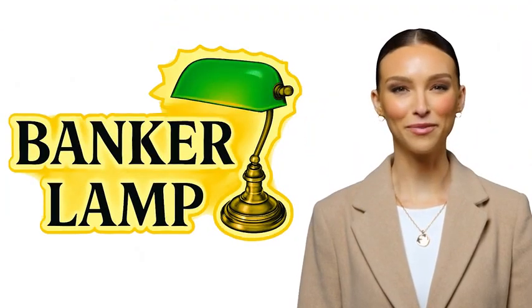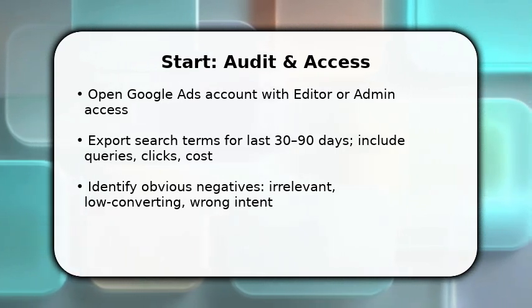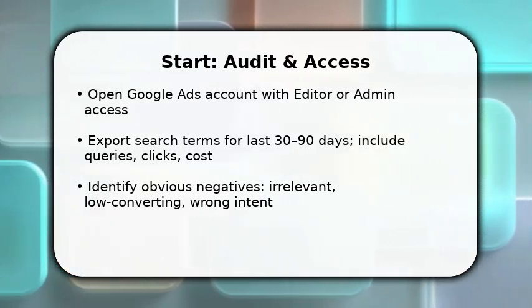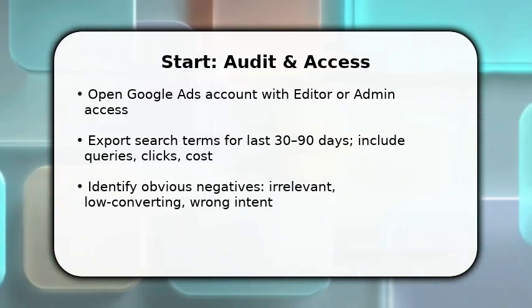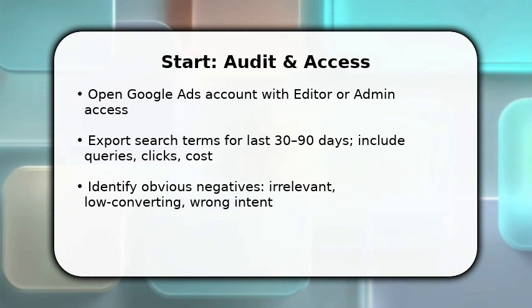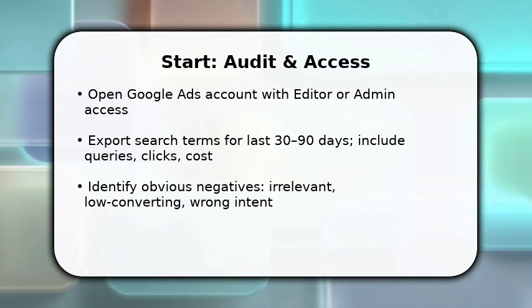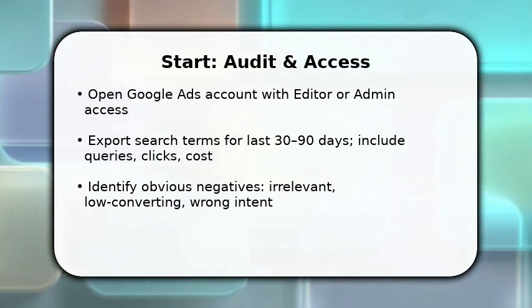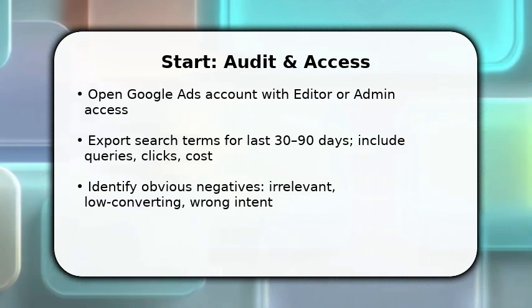Please enjoy the video. You begin by auditing real search behavior. Sign into Google Ads with editor or admin access, then export search terms covering the last 30 to 90 days so you have raw evidence. Once exported, scan for irrelevant phrases, repeat low-converting queries, and signs of mismatched intent. Prioritize high-spend negatives first to stop waste immediately.